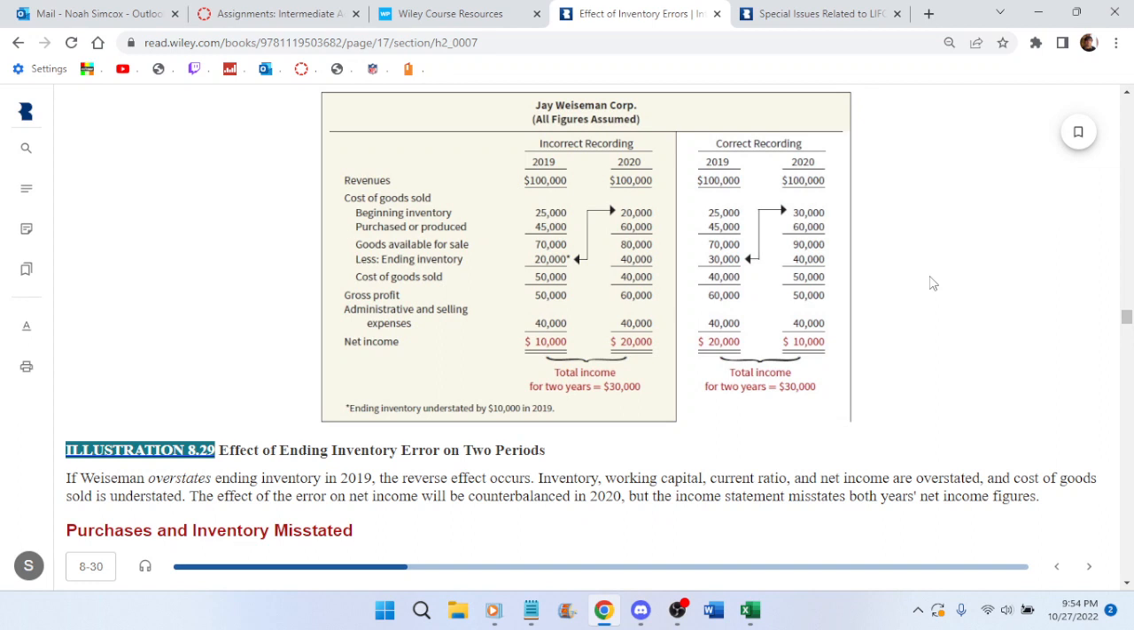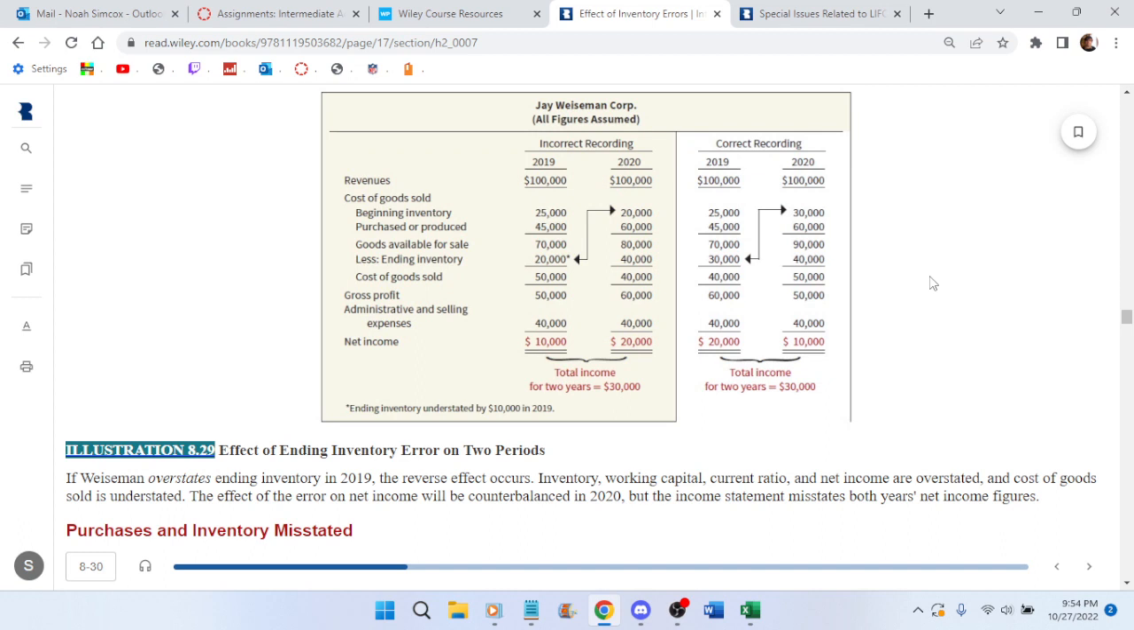What are you going to fix? What's going to be messed up? Beginning inventory of next year. Beginning inventory is messed up. Purchased or produced. Okay, well, obviously cost of goods sold is messed up.